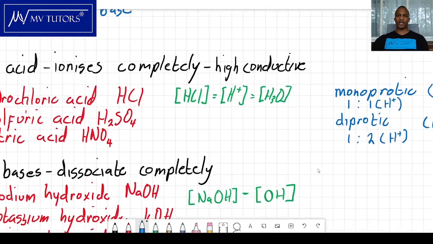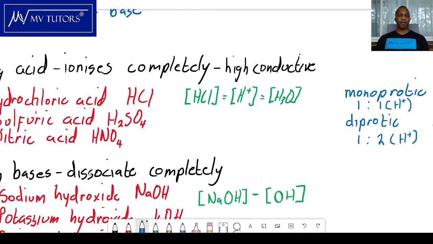Why do we need to know this? Because when we come back to sulfuric acid, the concentration of sulfuric acid, because it's diprotic, is 2 times the concentration of your hydronium. This is also important when calculating with nitric acid, the concentration of nitric acid.